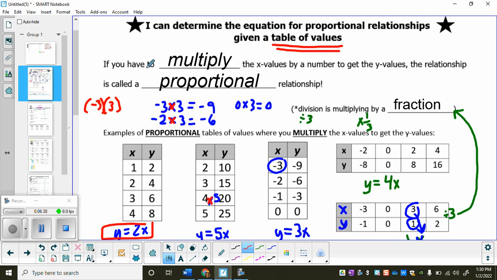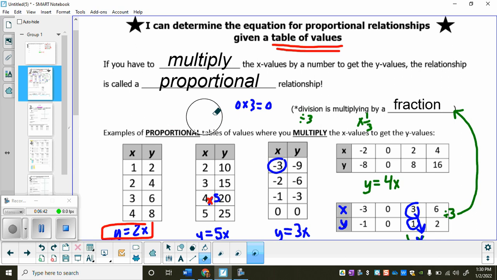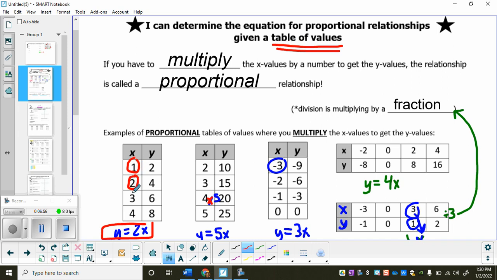But now let's go back up here and let me clean up these notes a little bit and make sure you're okay with filling in the blanks and understanding what it all means now. So anytime you have to multiply the x values by a certain number, like this is an x value that got multiplied by 2. This is an x value that got multiplied by 2. X value got multiplied by 2, and so on. Anytime you're multiplying to get the y values over here, the relationship is called a proportional relationship. Okay, so if you haven't already filled in these blanks, go ahead and fill in these blanks.